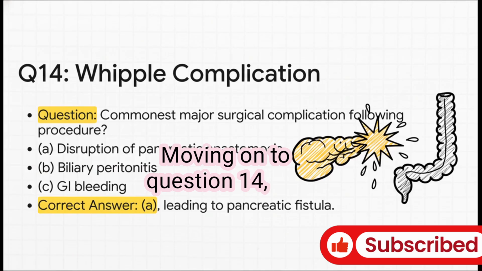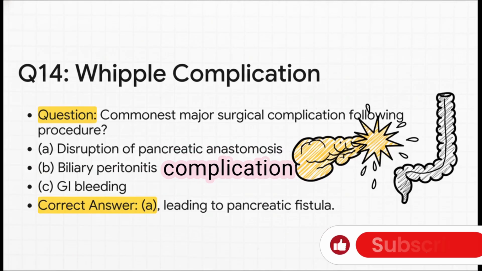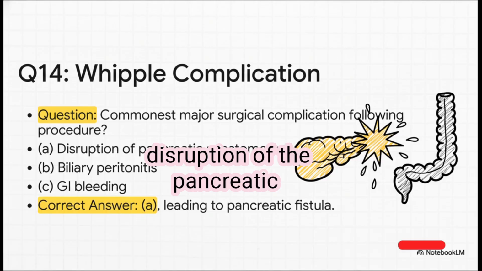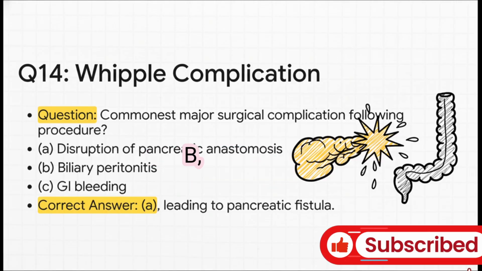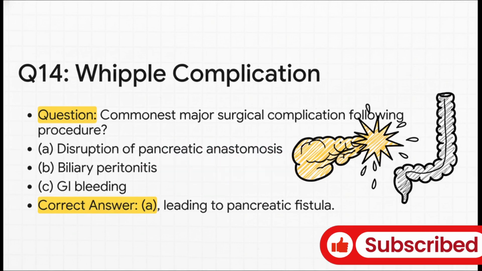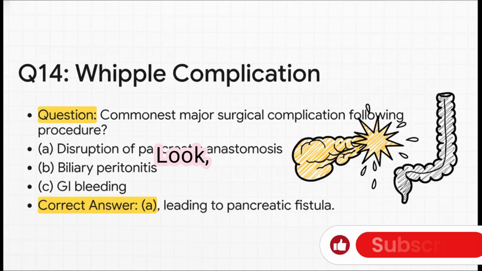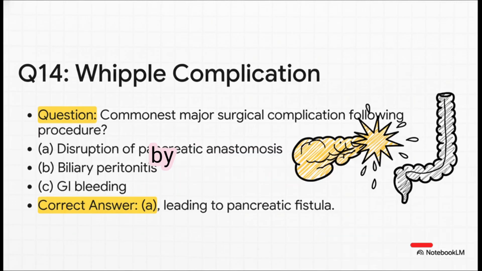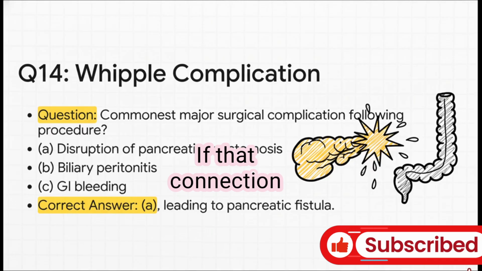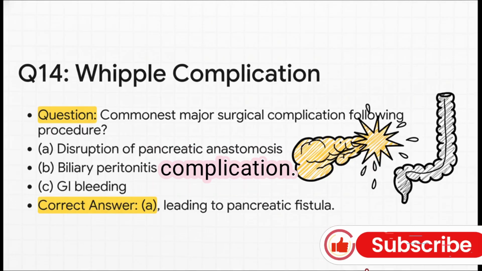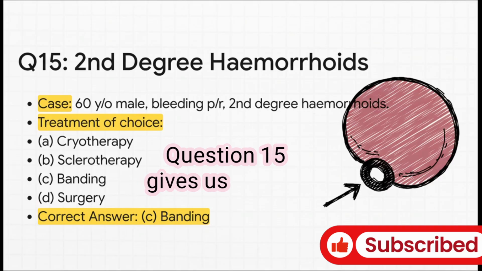Moving on to question 14, the commonest major surgical complication following a Whipple procedure is A. Disruption of the pancreatic anastomosis, B. Biliary peritonitis, C. Disruption of the gastric anastomosis, or D. GI bleeding. The correct answer is A. Look, during a Whipple, a bunch of new connections are made, but the one to the pancreas is by far the most fragile. If that connection leaks, you get a pancreatic fistula, which is the most common and most feared major complication.